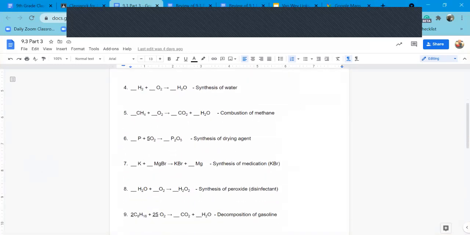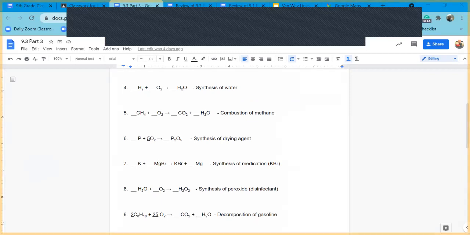Okay. On this one, we're going to synthesize water. And on this problem, you'll notice we have 3 blanks, and that's it. Everything is blank. So this one's going to be a true guess and check.